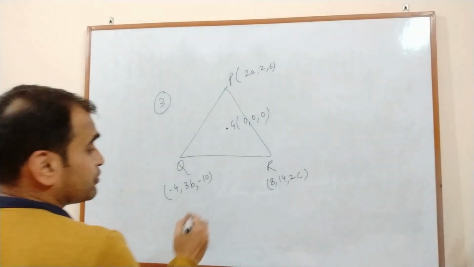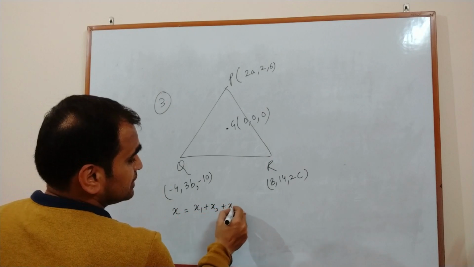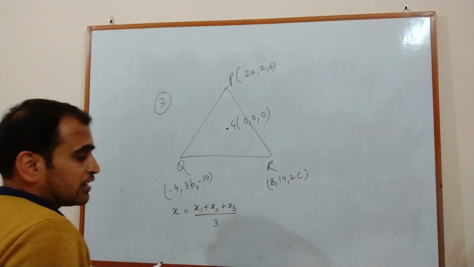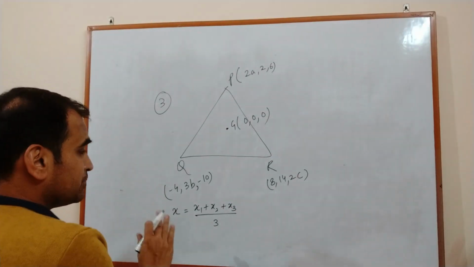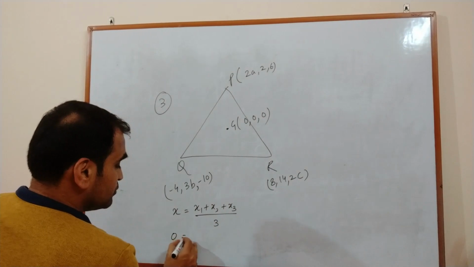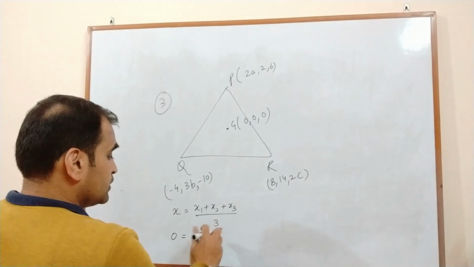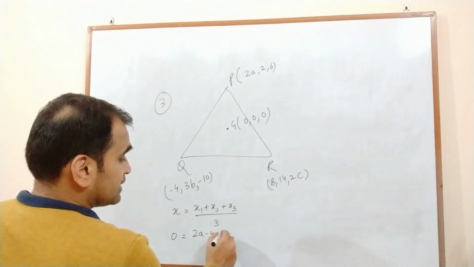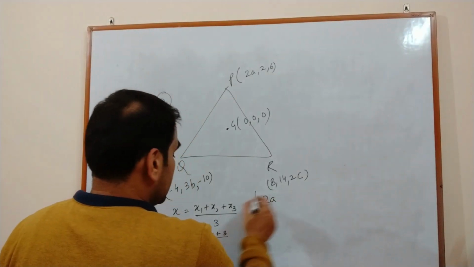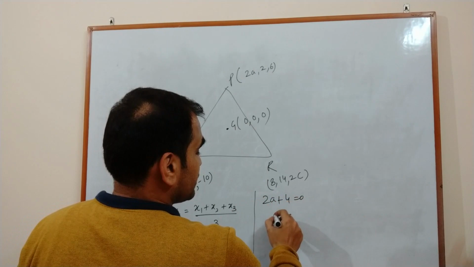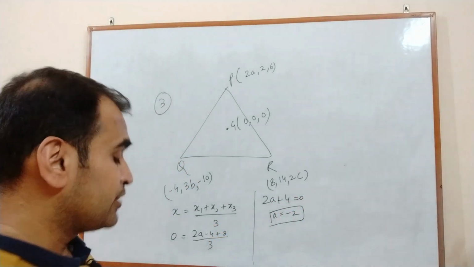If we look at the coordinates of the centroid, we know that x is equal to (x1 + x2 + x3)/3. Similarly y is (y1 + y2 + y3)/3 and z is (z1 + z2 + z3)/3. If we simply solve for x, this value is given as 0, that is 2a plus this value is -4, so -4, and this value is 8, divided by 3. So this will give you 2a + 4 = 0. So a will be equal to -2. So value of a is -2. Similarly, you can calculate the values of b and c.